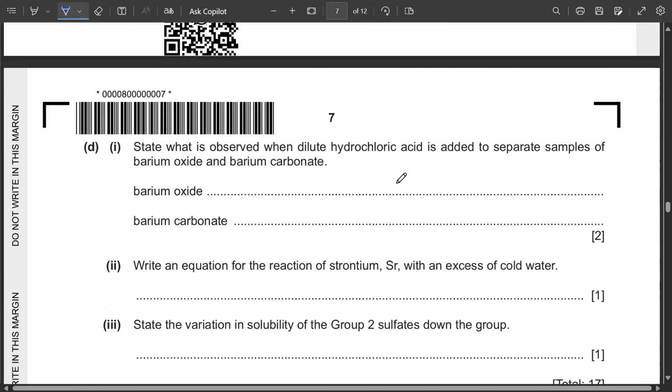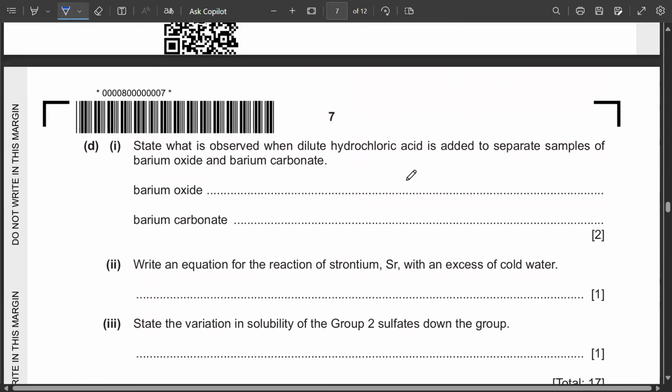Then next question, D part 1, state what is observed when dilute hydrochloric acid is added to separate samples of barium oxide and barium carbonate. Okay, so the reaction is between barium oxide, BaO, and HCl in the first case. Barium oxide is basically a solid. So the solid will definitely react with the acid and convert. Barium oxide plus HCl: the reaction will give you barium chloride plus water. That's the reaction.